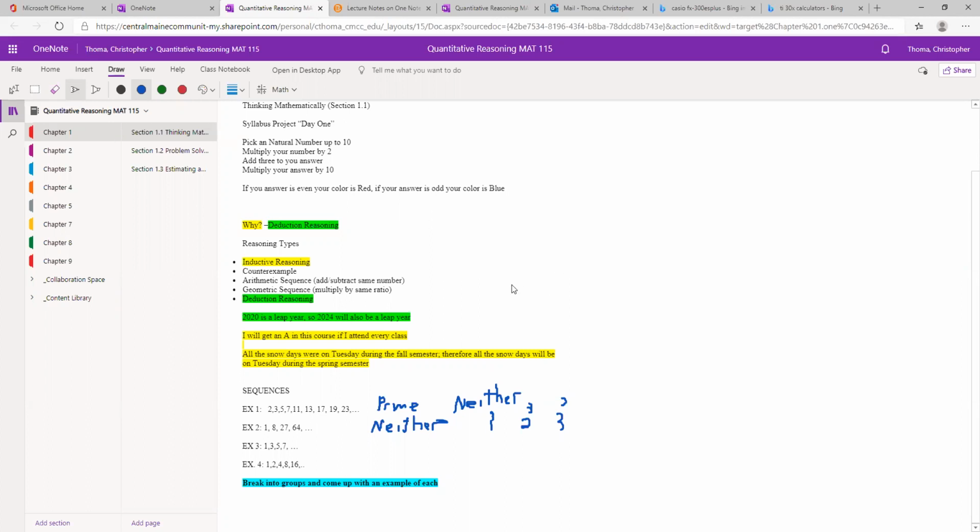Is it adding 2 to each number? Perfect. I am adding 2 to each number. So since I'm adding the same number over and over again, it is arithmetic. So arithmetic is example 3. Example 3 is an arithmetic problem because I am adding 2 every time.